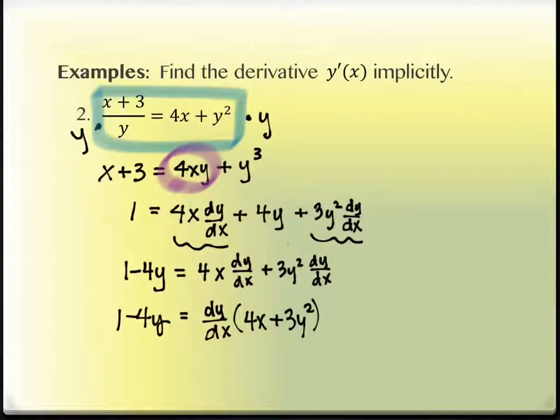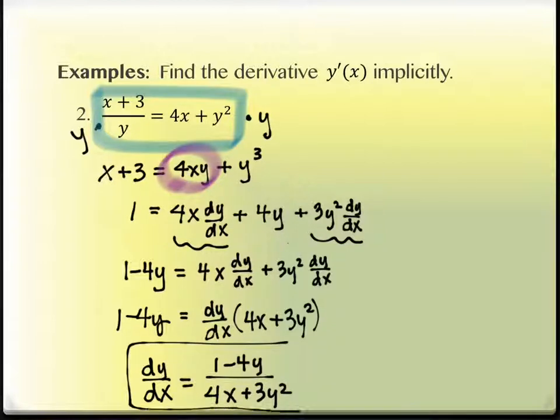Why would I want to do that? Yeah, there's only one dy dx now, so now I can divide. So I'll just move it to this left-hand side at the moment. The 1 minus 4y divided by 4x plus 3y squared. Okay?